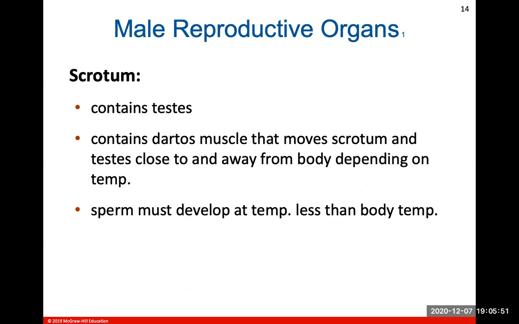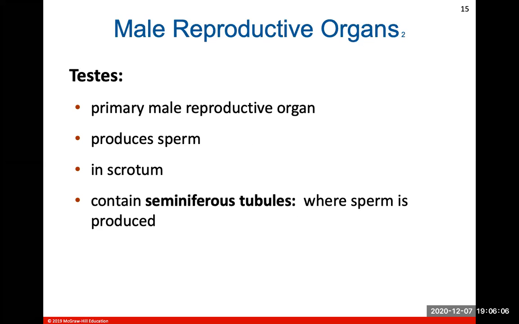The scrotum contains the testes. It contains a dartos muscle that moves the scrotum and testes close to and away from the body depending on the temperature. And again, the scrotum contains the testes because sperm must develop at a temperature a couple degrees Celsius less than normal body temperature.